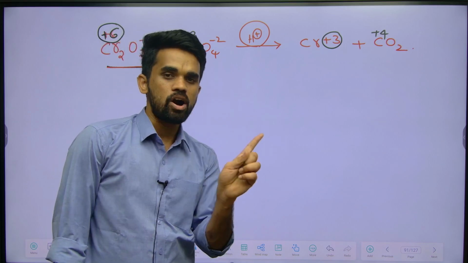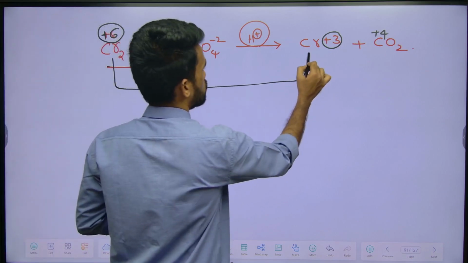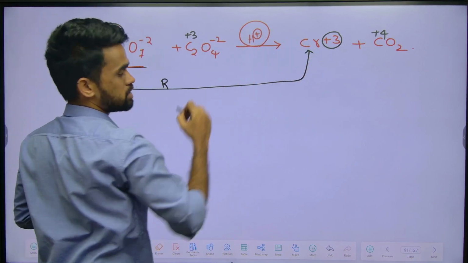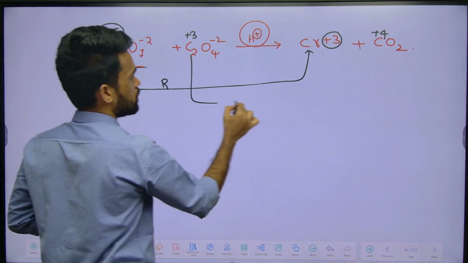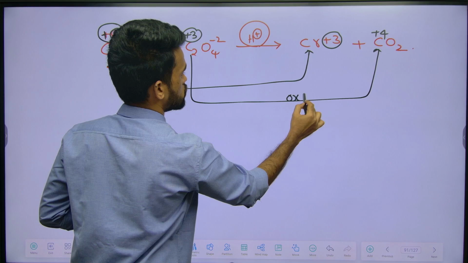Now identify the oxidation reaction and the reduction reaction. Chromium is converted into +3. So this is reduction, because +6 is reduced to +3. Carbon is converted from +3 to +4. So this is oxidation.